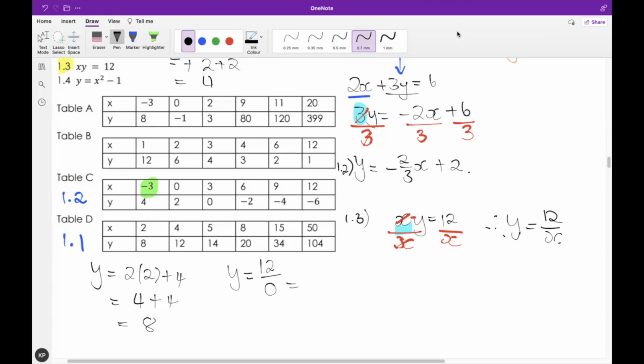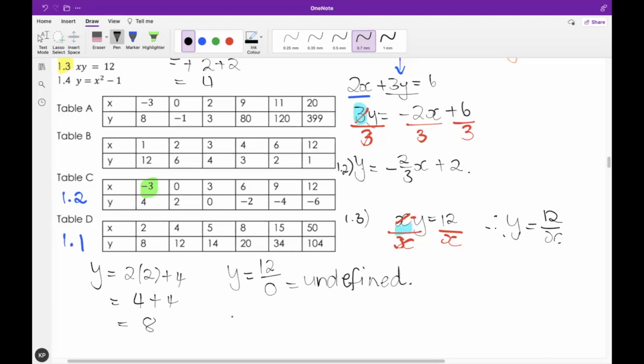Is it possible to divide 12 by 0? Is this possible? No. What do I write here? Anytime you divide by 0, you say your answer is, what's the word we use for it? Undefined. So is it then possible that table A goes with 1.3? Because table A is definitely not undefined. It says -1 here. So no, they don't match.